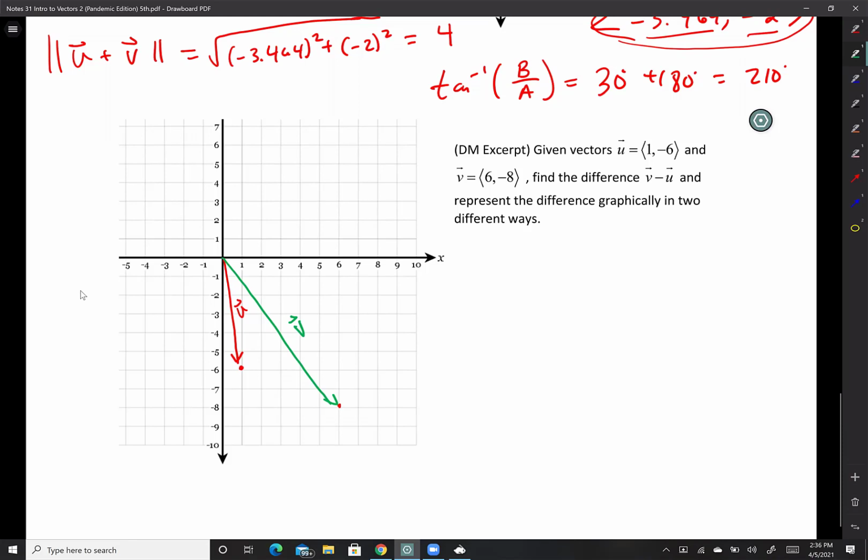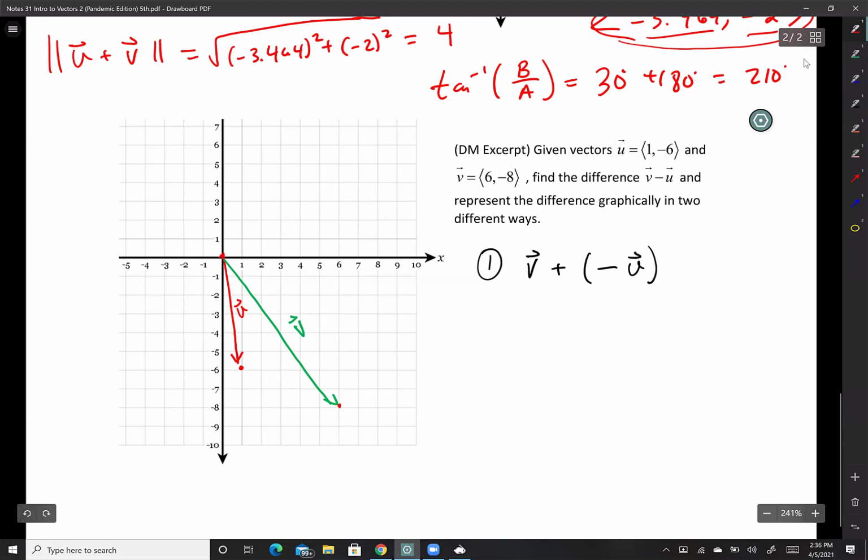So here's how you should be doing these. The number one way to do it is to negate the u. Pretend like you're adding a negative u. Vector v plus a negated vector u. So let me go ahead and write that negated vector u. I'll do it in red.